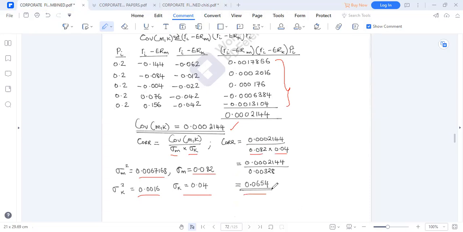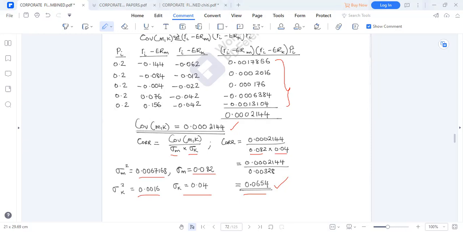So here we're looking at what? The correlation. So this is how we calculate the correlation. Okay. Is that clear? Are we moving together?